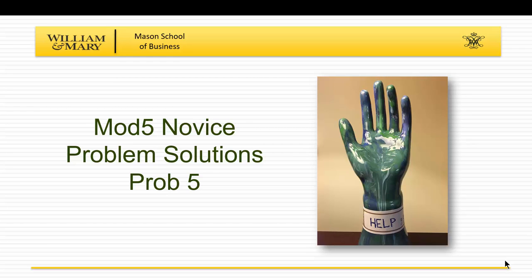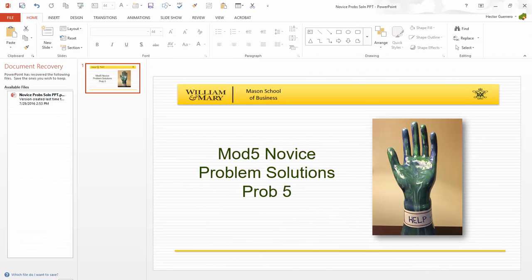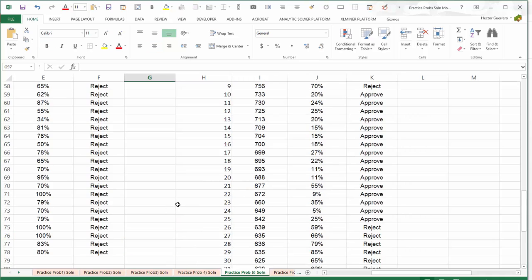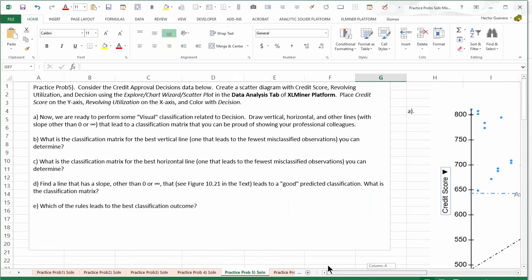Hi folks, we're in Mod 5 again, and we're doing problem number 5 now. This problem we will be doing in Excel Miner, and it's a problem that asks us to do something that is fairly common in business, which is to classify something. What we're going to do is take some credit approval data and create an algorithm, a rule, by which we can make a determination whether someone receives credit or is rejected. And we're going to do this all visually on a graph.